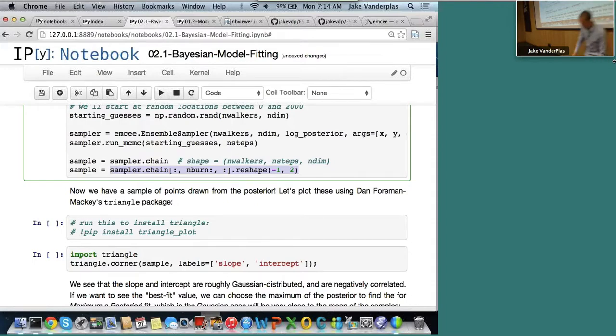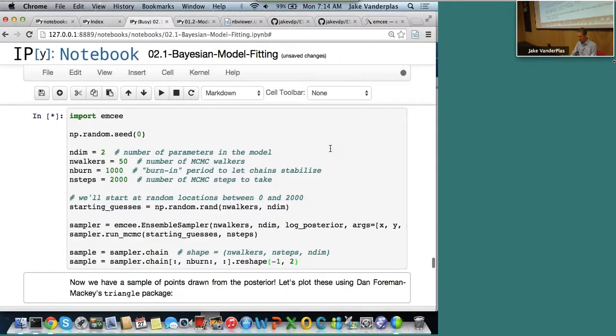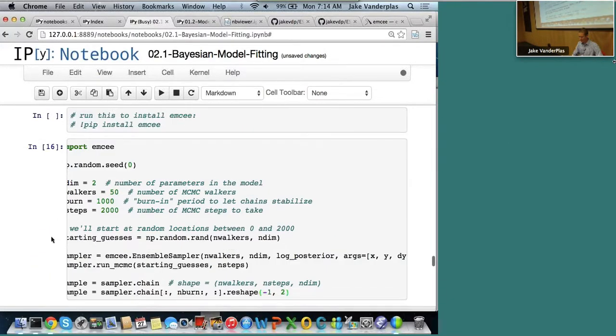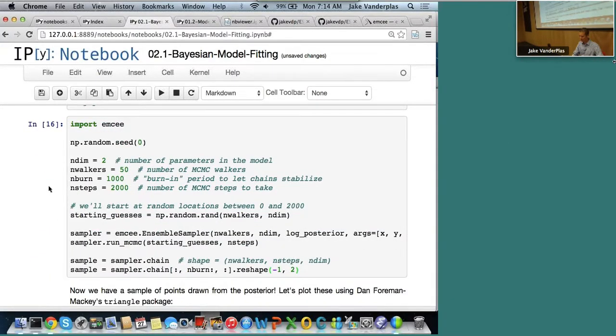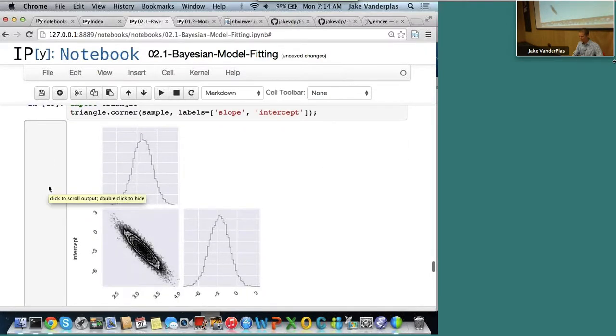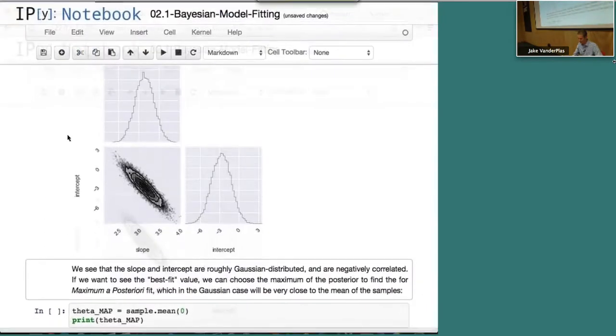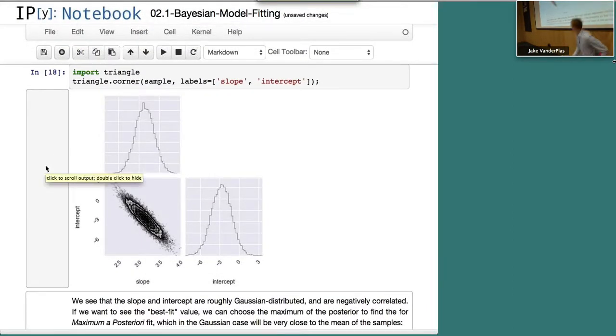So once we run this, we're running this, and this is creating a sample of the distribution. And if we plot the sample, this is what it looks like. Actually, let me get a full screen again so I can get the whole thing on there. This is what it finally looks like.